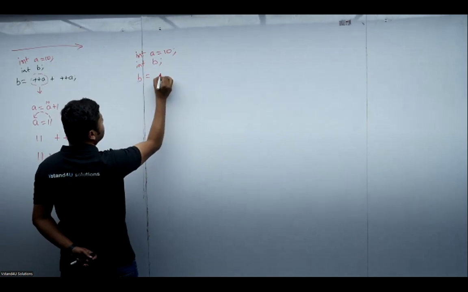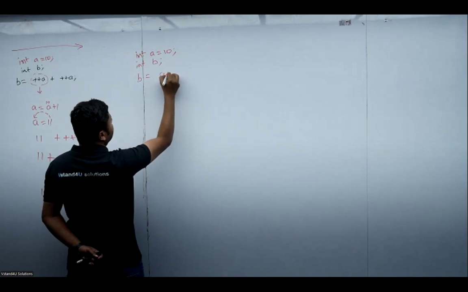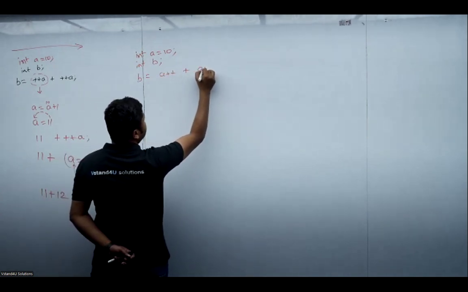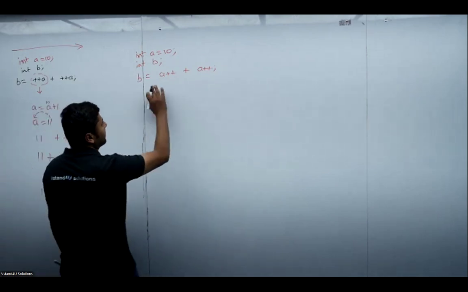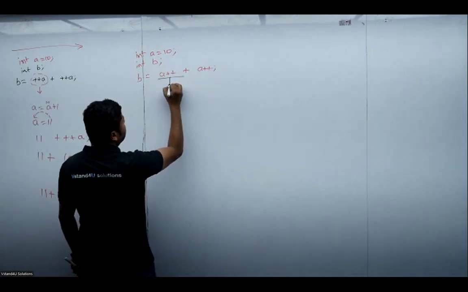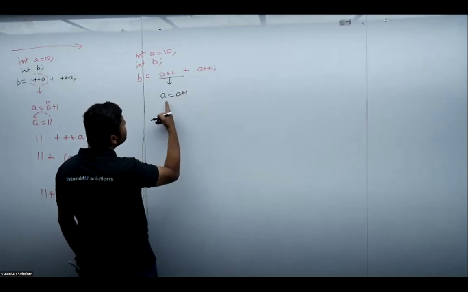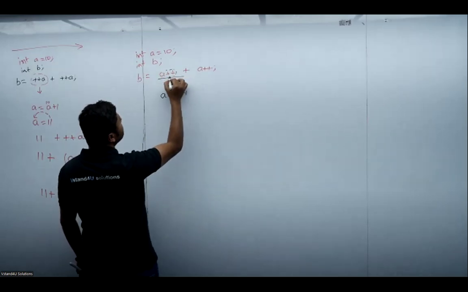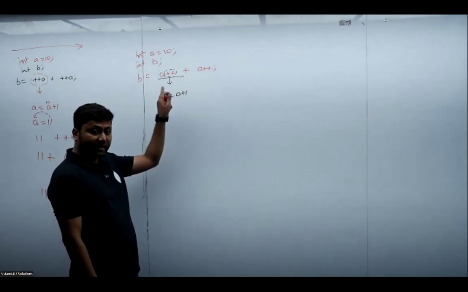B is equal to A plus plus plus A plus plus. Now let's start evaluating. If two parts are there, I'll evaluate this part first. I'll say A equal to A plus 1. Which type of operation is it, pre or post? Post. Post incrementation says first you do the other activity, then increment.